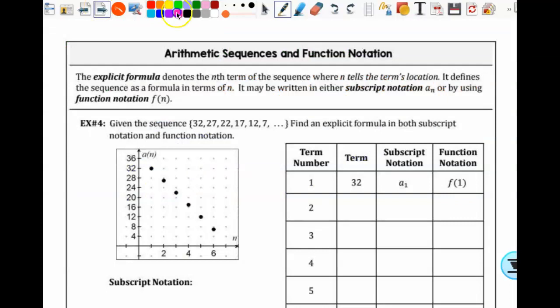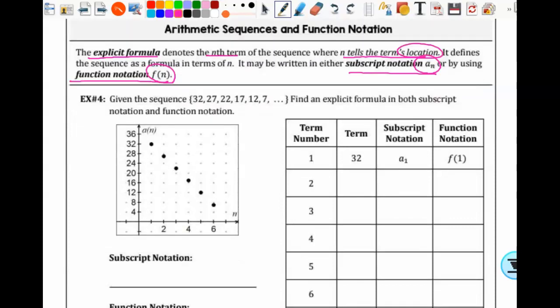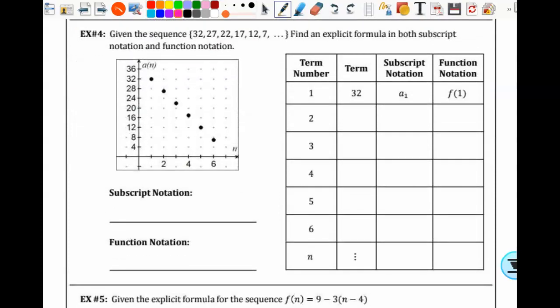Okay, so our explicit formula denotes the nth term of the sequence, where n tells you the term's location. It's defined as a sequence, as a formula in terms of n. It may be written in either subscript notation, which is this right here, or by using function notation, which is this right here. So they give us the sequence, and they have some of it listed out for us. And it says to find an explicit formula in both subscript notation and function notation.